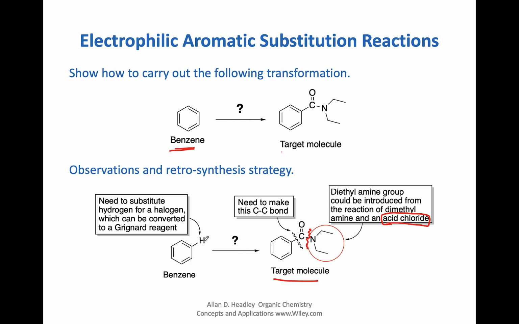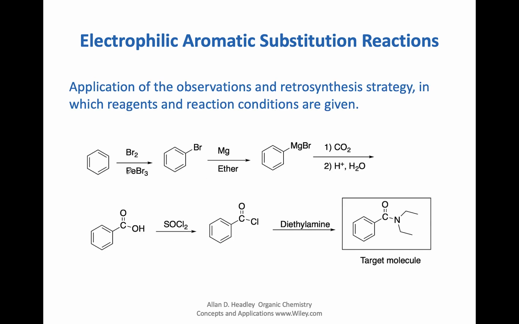diethylamine. Here again we have benzene, which has a hydrogen. We need to convert that to a halogen using an electrophilic aromatic substitution, and then we can convert it to a Grignard reagent. So the overall reaction is using bromine and FeBr3, we have bromobenzene, electrophilic aromatic substitution reaction right here, Grignard reagent, magnesium, ether as a solvent to produce our Grignard reagent.